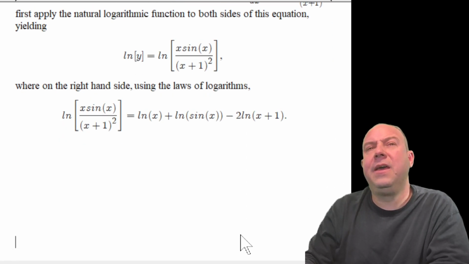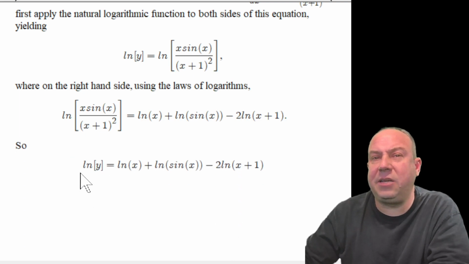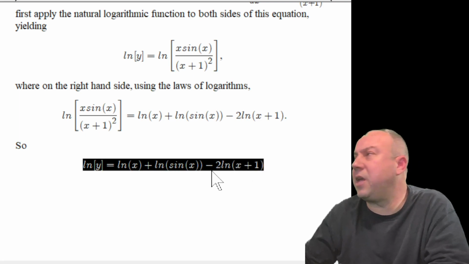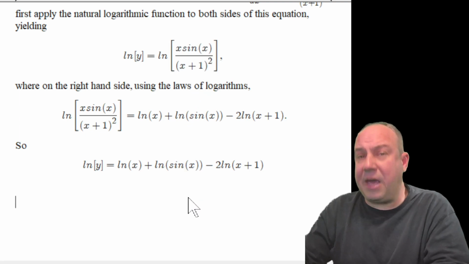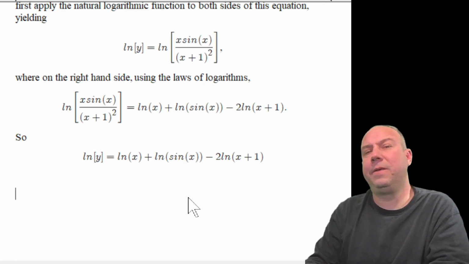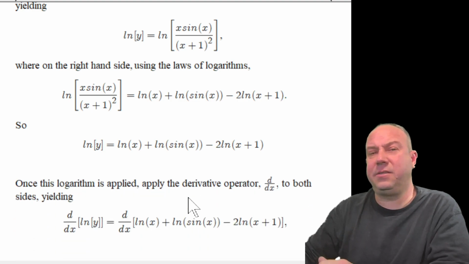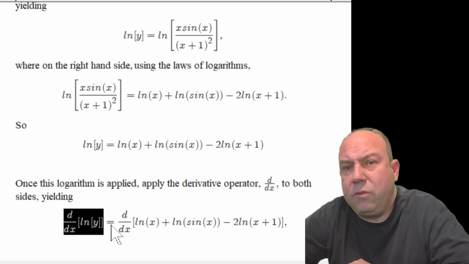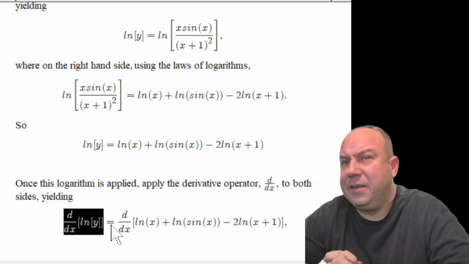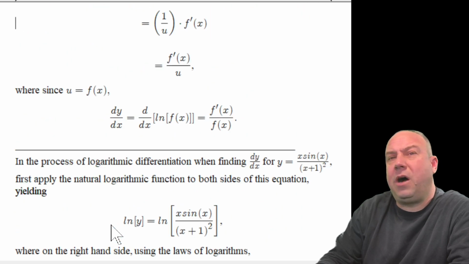On the left-hand side, if we apply that natural logarithm, then we have the ln of y is equal to this statement here, rewriting the right-hand side of this statement. Then we apply the derivative. Applying the derivative to both sides, we will apply it to the left, to the ln of y, where we know the result for that. So we set up the derivative with respect to x for the ln of y.